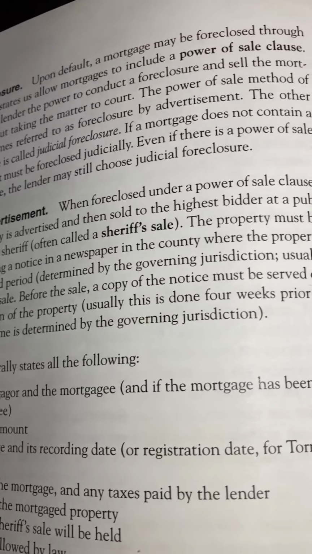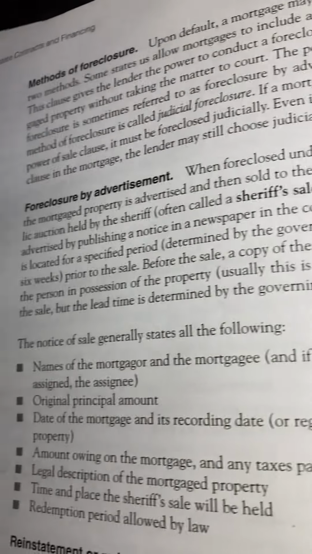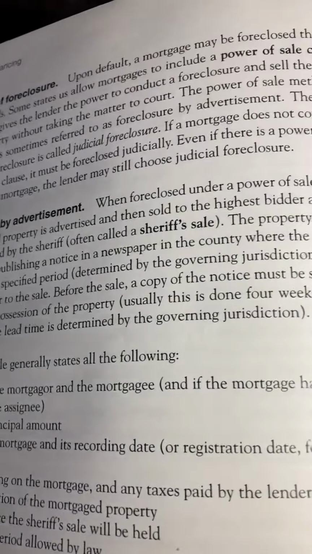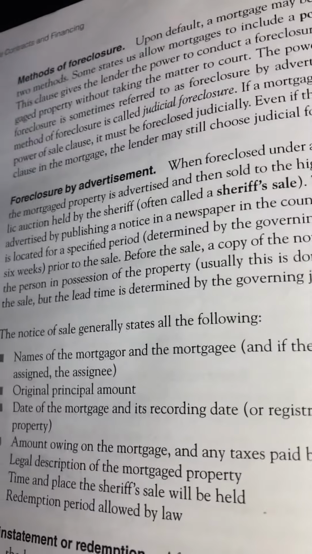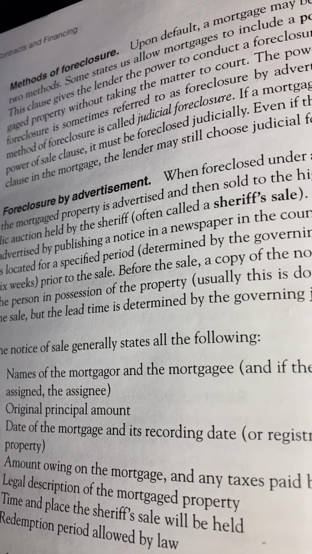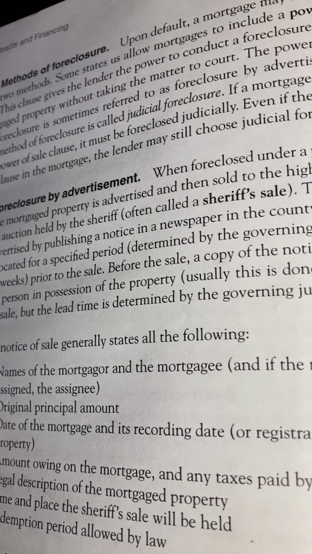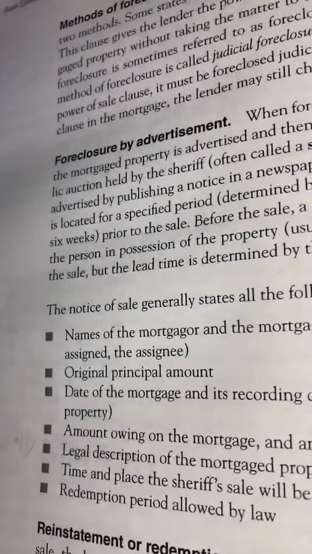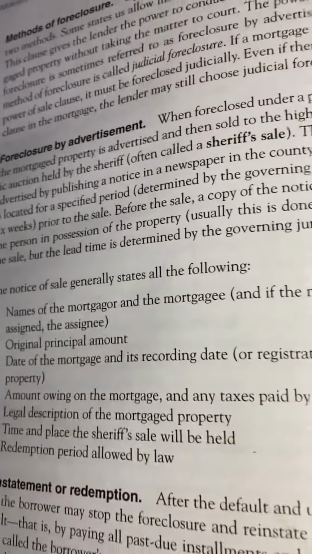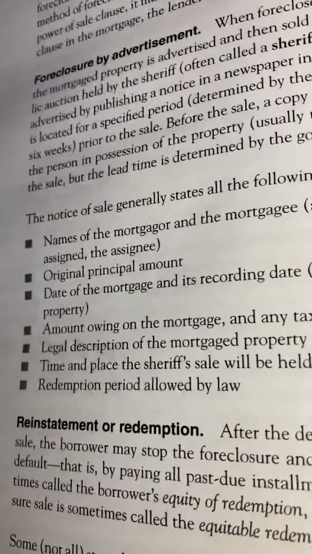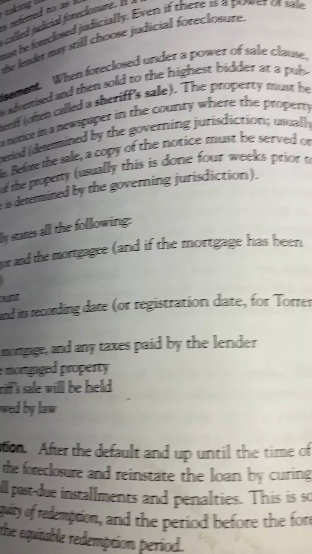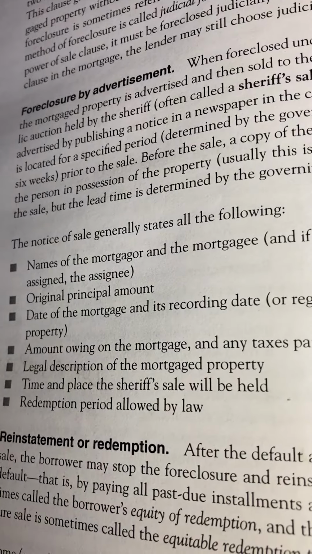Before the sale, a copy of the notice must be served on the person in possession of the property. Usually this is done 4 weeks prior to the sale, but the lead time is determined by the governing jurisdiction. The notice of sale generally states all of the following: name of the mortgagor and the mortgagee, and if the mortgagee has been assigned, the assignee.